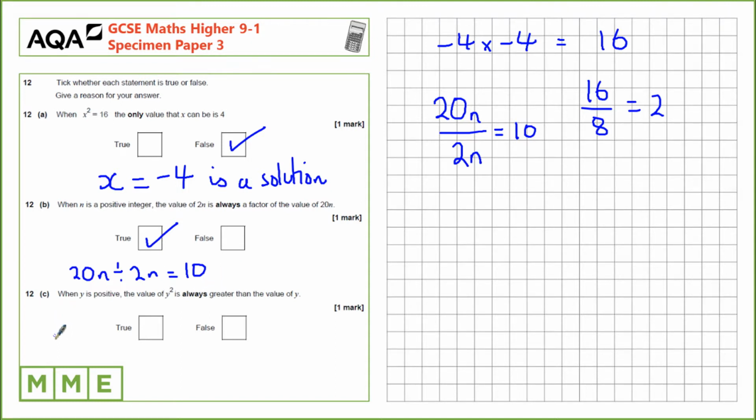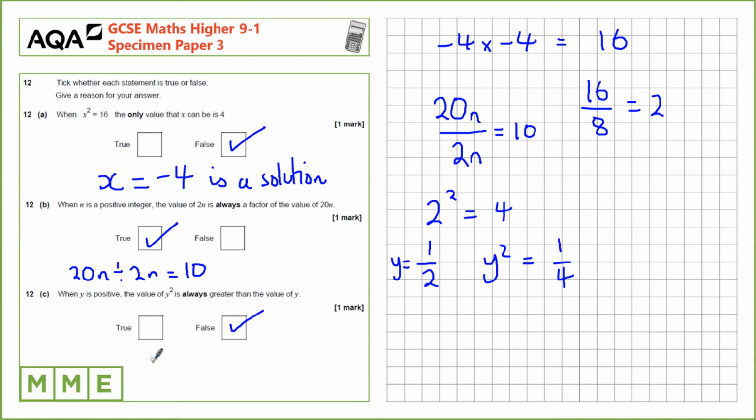12c. When y is positive, the value of y squared is always greater than the value of y. So we could substitute a few values in. For say 2, y squared would be 2 squared, which is 4, so y squared is greater than y. And for any value greater than that, that's still going to be the case. The only positive values that we haven't considered are decimal or fraction values. So if y is a half, for instance, y squared is a half squared, which is a half times a half, or a quarter. In this case, y squared is actually lower than y, that's false.